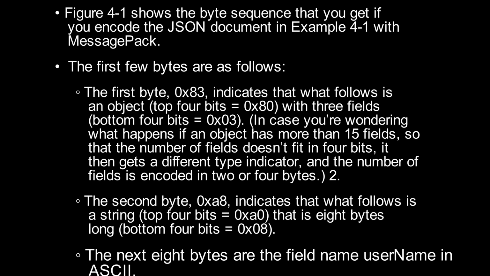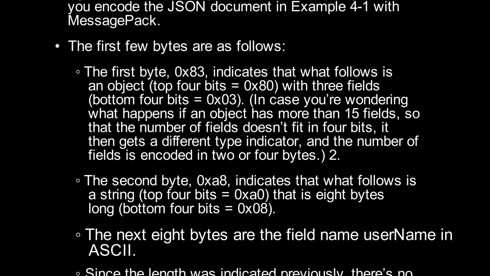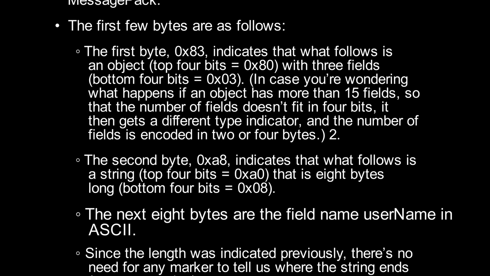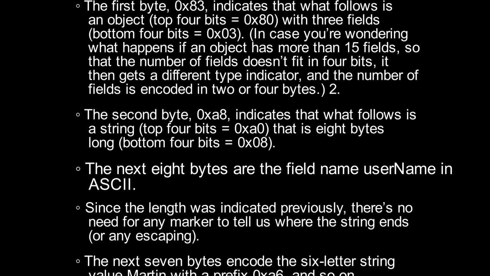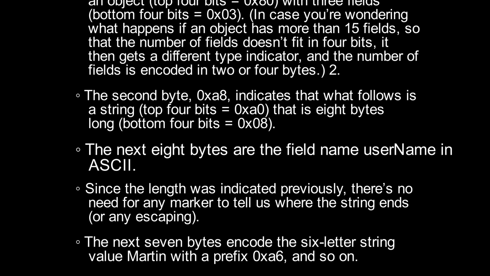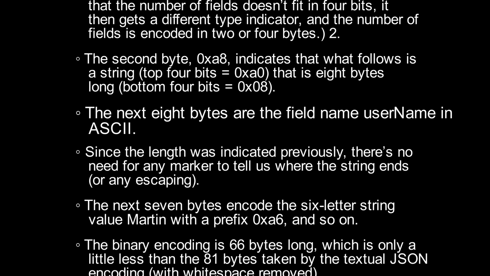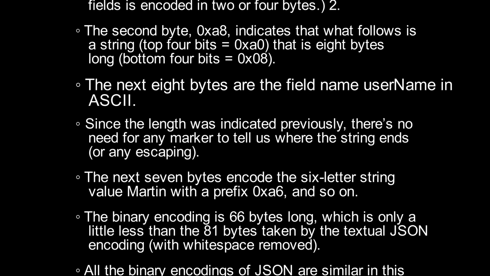2. The second byte, 0xa8, indicates that what follows is a string. Top 4 bits equals 0xa0, that is a string; bottom 4 bits equals 0x08, meaning it is 8 bytes long. The next 8 bytes are the field name username in ASCII. Since the length was indicated previously, there's no need for any marker to tell us where the string ends or any escaping. The next 7 bytes encode the 6-letter string value Martin with a prefix 0xa6, and so on.